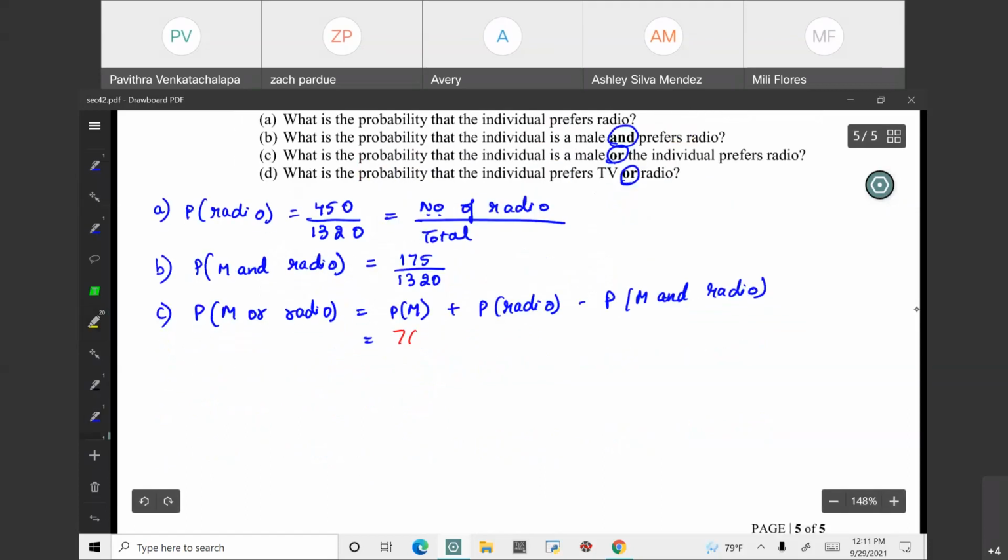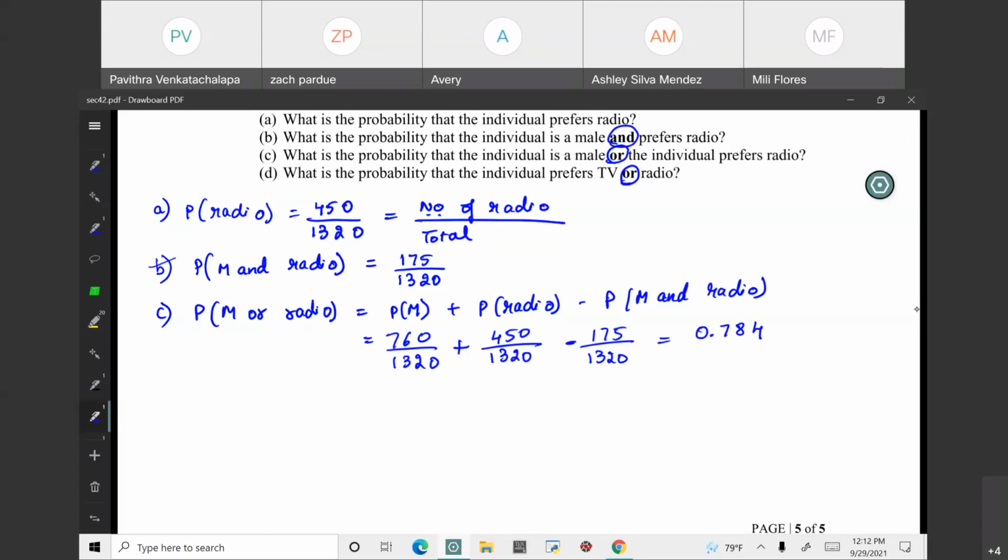So it will be 760 by 1320 is the total. P of radio is already calculated, which is 450 by 1320, minus. We also know P of M and radio. We did it in the B, right? So it is 175 by 1320. Answer is 0.784. Yes. That's how you calculate, right?